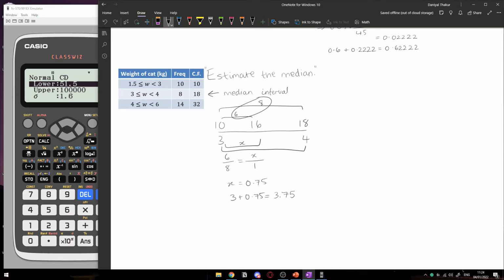So then you just work out the differences and equate the fractions, and then you add what x is equal to onto the start of the class, and that's your median. Makes sense. Damn, this is a very clear method, just equating the fractions. So, mate, WM seal of approval.